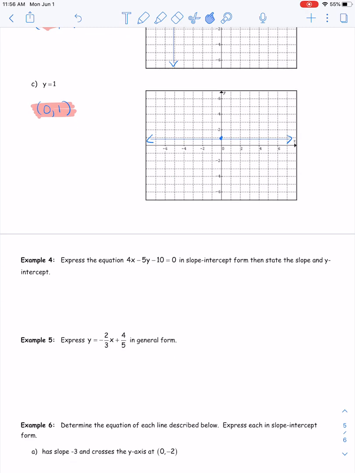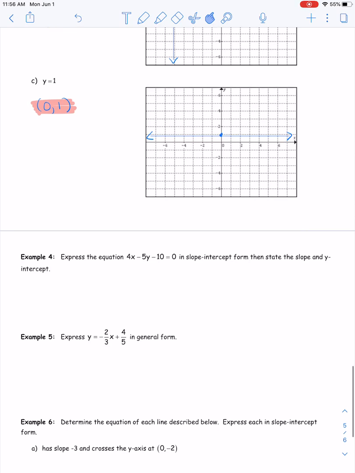All right, express the equation 4x minus 5y minus 10 in slope-intercept form, and then state the slope and y-intercept. So now they just want us to do the opposite, okay? Put it into slope-intercept form. So I have general form. I'll put it into slope-intercept form. So just a reminder, slope-intercept looks like this, y equals mx plus b. So what I'm going to do is I'm going to subtract 4x from both sides. I'm going to add 10 to both sides, right? I'm just doing the opposite operation in order to get y by itself.